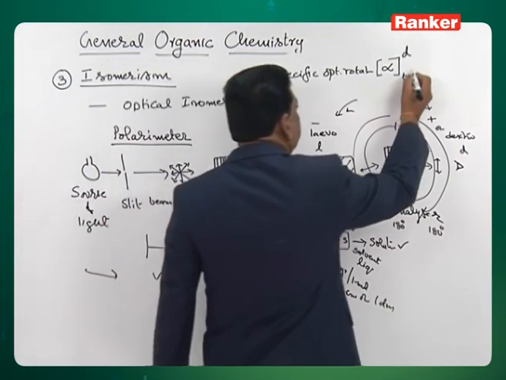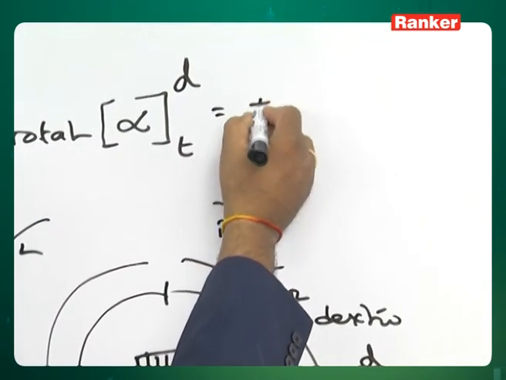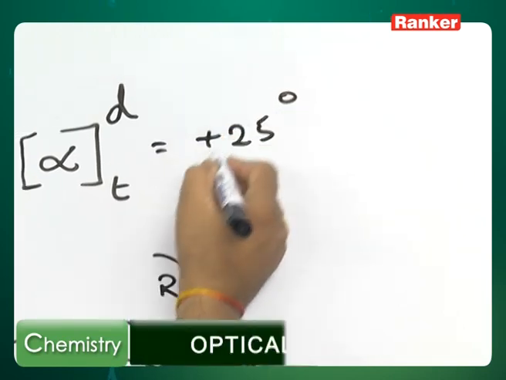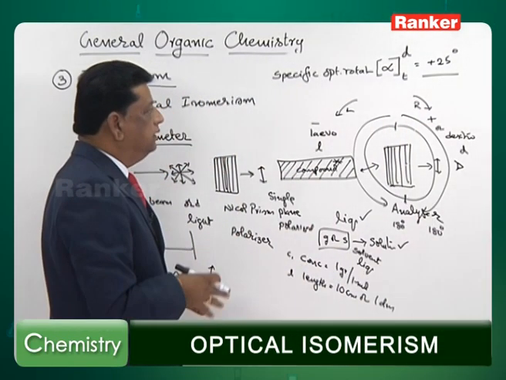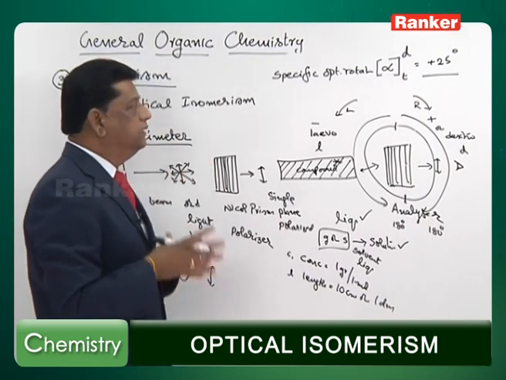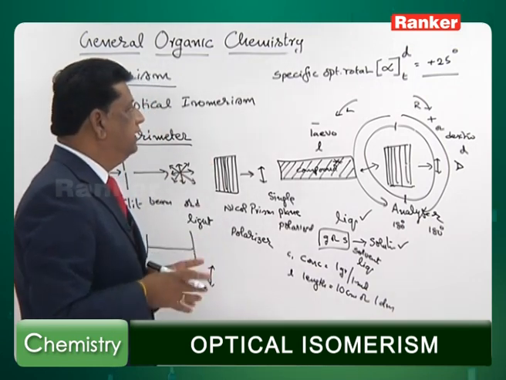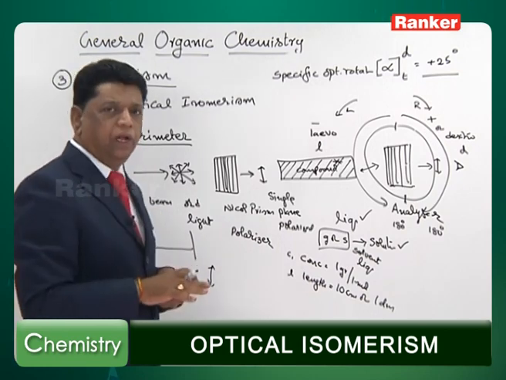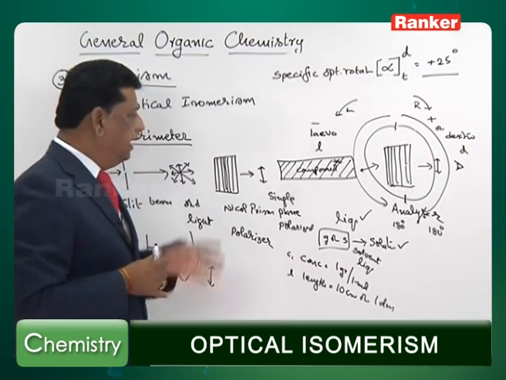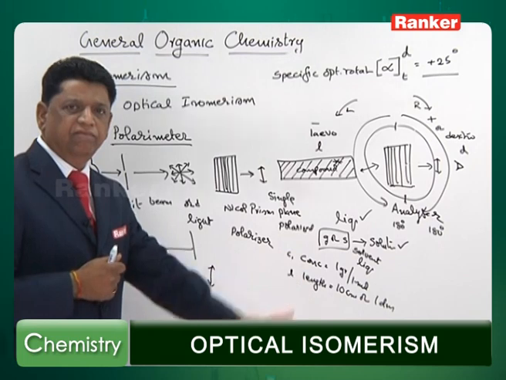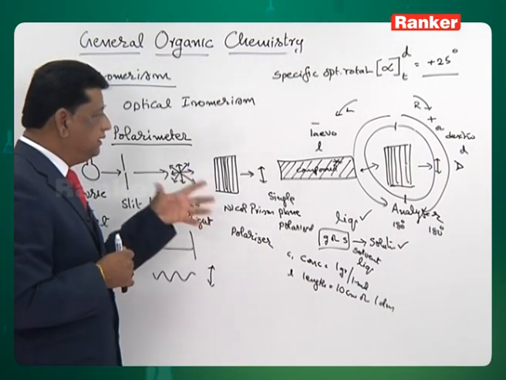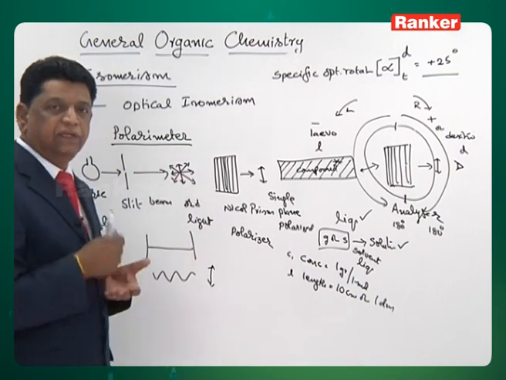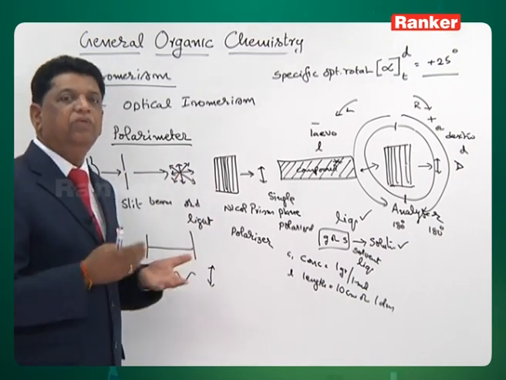So with that, whatever the value, plus 25 degrees let us say. That means using so and so concentration and length at a specific temperature and light, 25 degrees, this will be the same for all the times whenever you take lactic acid. So therefore that is called specific optical rotation. Otherwise, concentration changes, value changes, therefore this compound will have this value, means there is no significance.